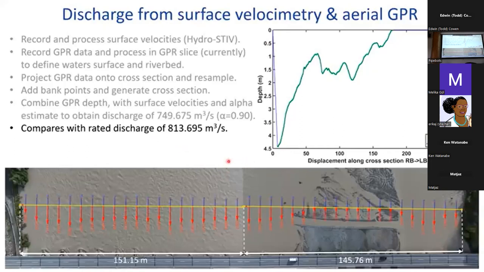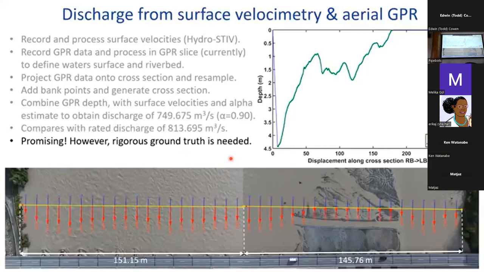So this compares with the rated discharge from ECAN, which is for around Canterbury, of 813.7 cubics. And it's definitely promising, it's reasonably close. However, we need some rigorous ground truth data.